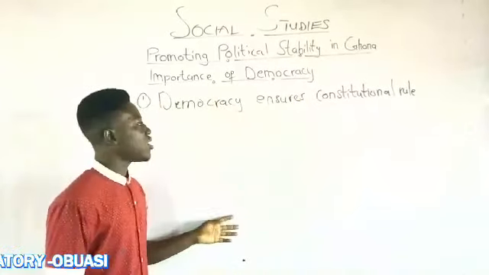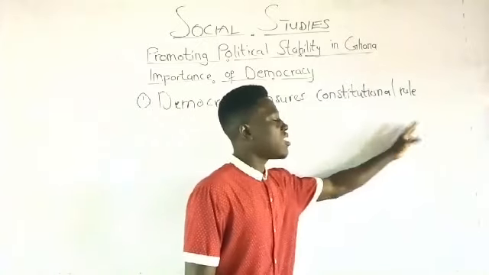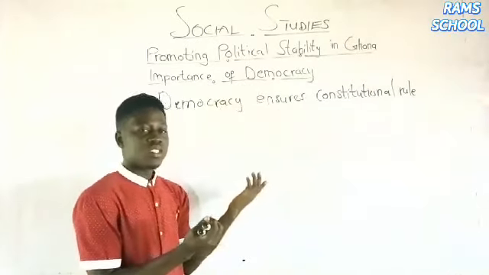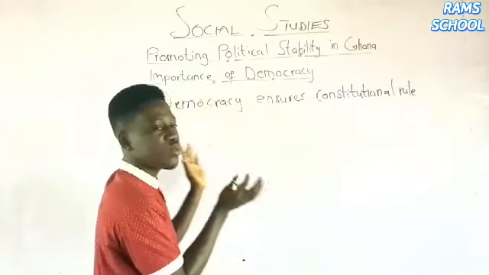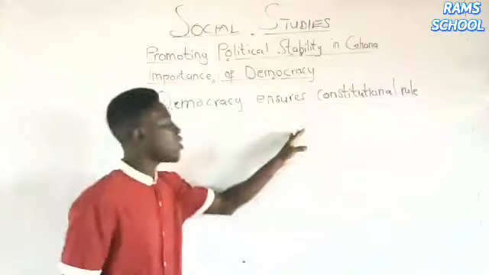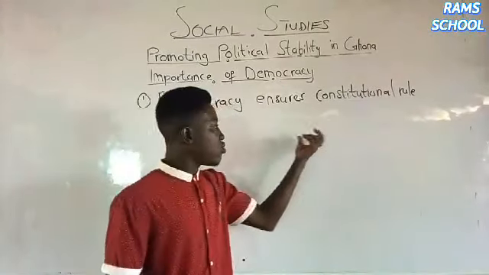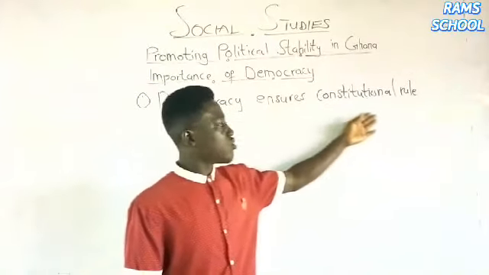Good. Also, the press offers the opportunity for the people to criticize the government and put it on its toes. So when the government is going astray, the people alert it through the press. So democracy ensures constitutional rule.